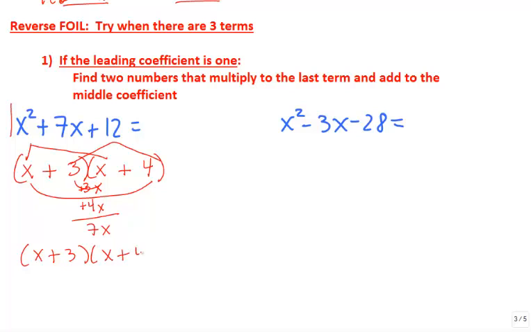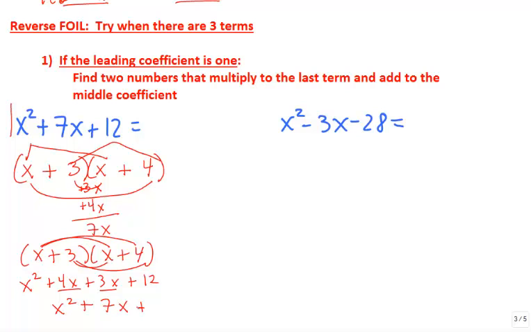So x plus 3 times x plus 4, if I were to FOIL it out, is going to give me the x squared in front that I want. I'm going to get a 4x for the outers, a 3x for the inners, and a 3 times 4, or 12, for the last term. And when I combine these two middle terms, I do get back x squared plus 7x plus 12. So that means this is the correct factorization of x squared plus 7x plus 12, because not only do I get x squared and 12, but I also get the right middle term as well.